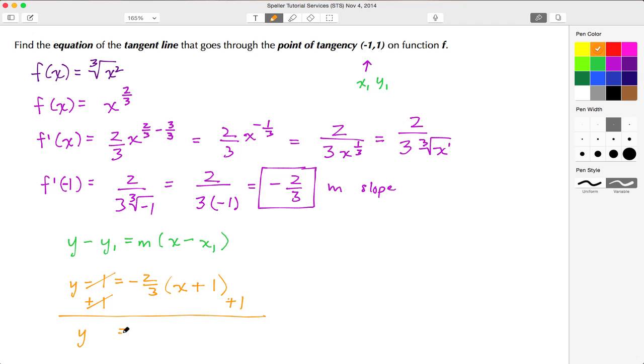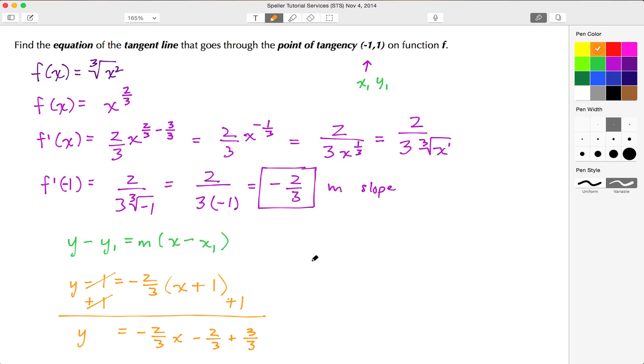I'm left with y is equal to, and now I'm going to distribute this negative 2/3 to both of these terms. So I have negative 2/3 x minus 2/3, and I need to add on this 1, but I know that I have a fraction here, so I need to add that 1 on as a fraction. I know that I need a common denominator of 3, so this 1 becomes a 3/3.